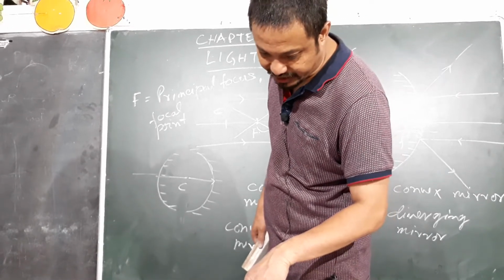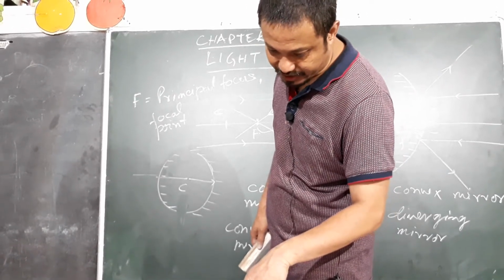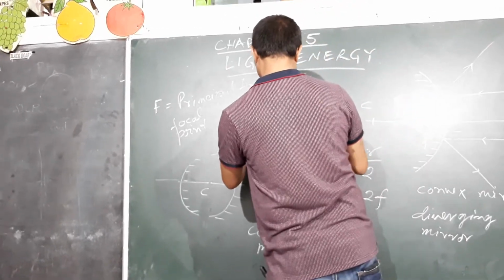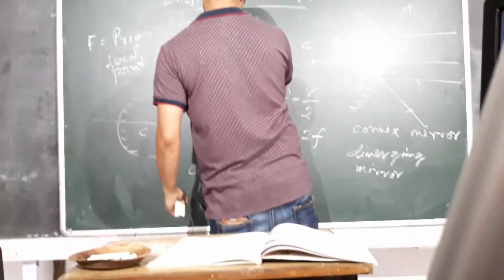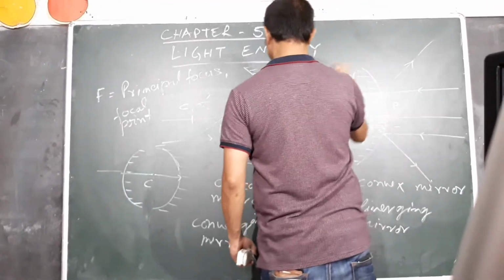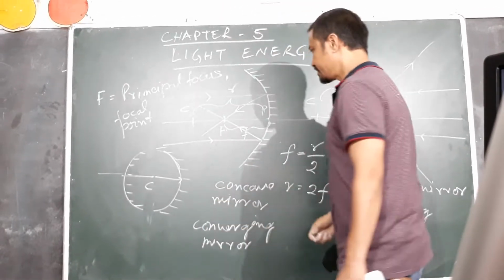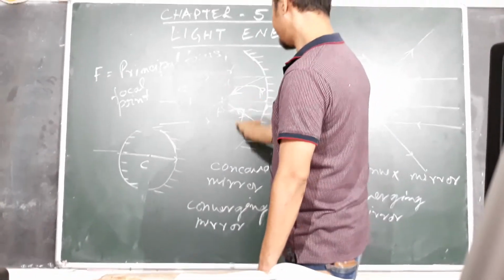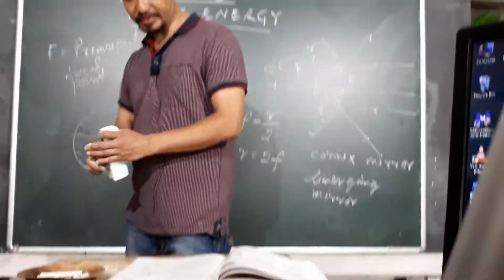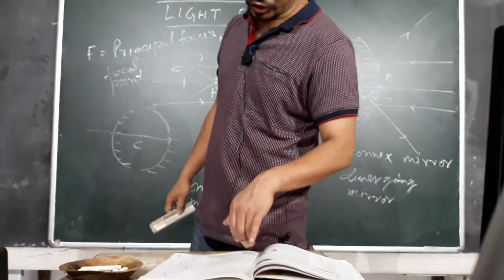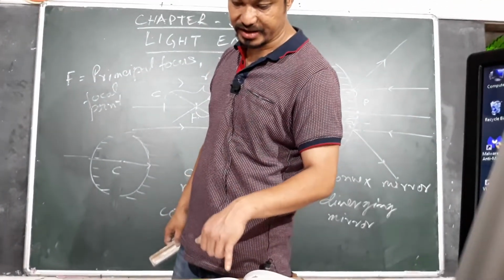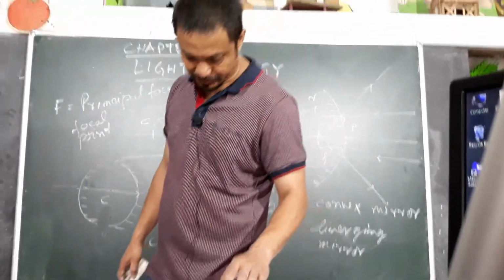If you go to figure 5.3b, from here till here is the radius of curvature. So this is R, this is R. Half of R is F, half of R is F. This is the center of curvature. The center of curvature is the geometrical center of the hollow sphere of which the spherical mirror is part.